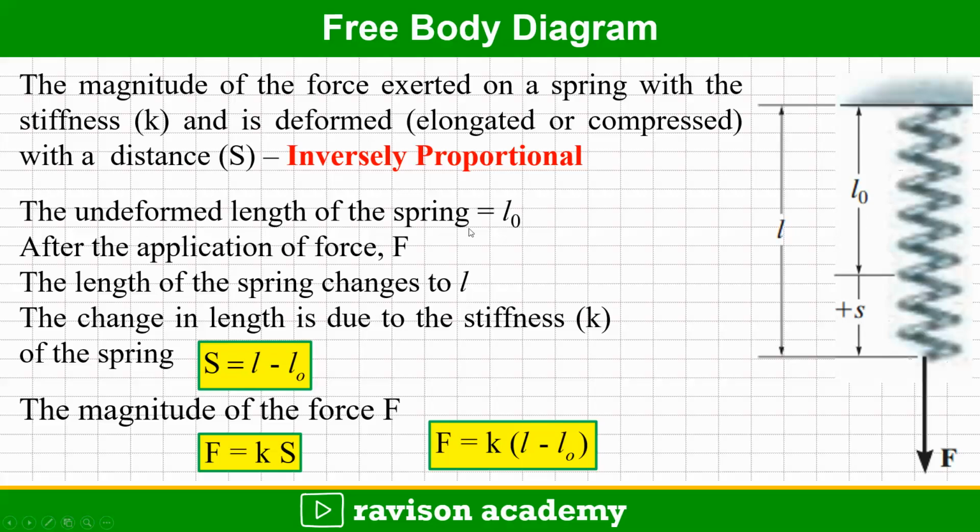The undeformed length is taken as L0, and after the application of force F, the length of the spring changes to L. So the total length will be L, and the change in length is equal to L minus L0. This change in length is due to the stiffness of the spring. If stiffness is more, the deflection will be less. The magnitude of the force can be calculated as F, the product of stiffness and the change in length, so F equals K into (L minus L0).